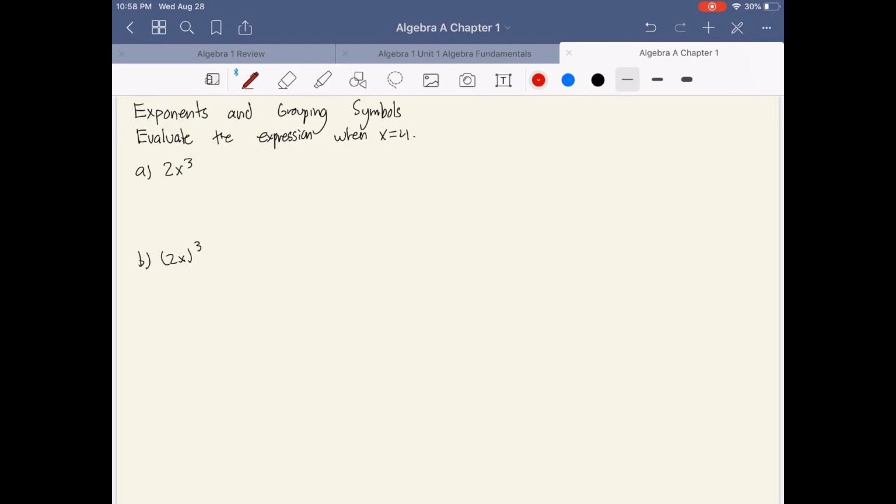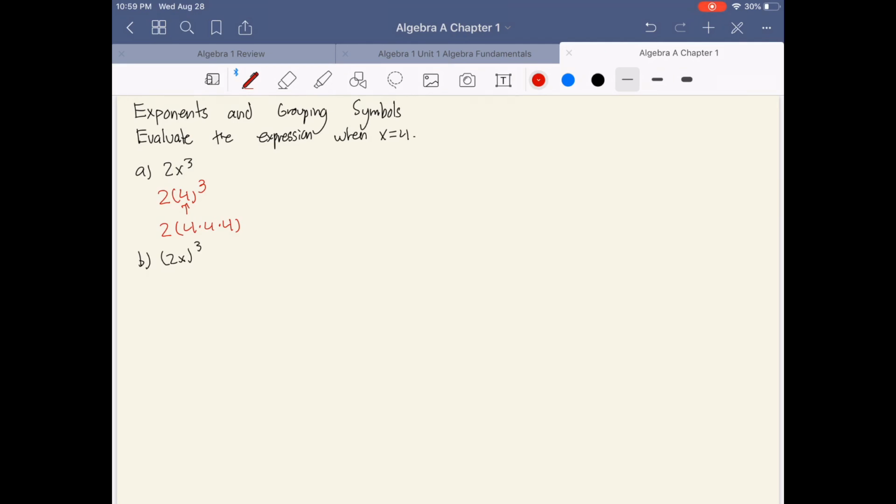Alright, so let's evaluate the expression. The title is exponents and grouping symbols. So evaluate the expression when x equals 4. This is a little bit easier than the last one. So you're replacing x with 4. So 2 times 4 in parentheses to the third power. So what do you do first? Follow PEMDAS. Exponents first, so you're solving this first. So you're just rewriting 2, then you're rewriting 4 three times.